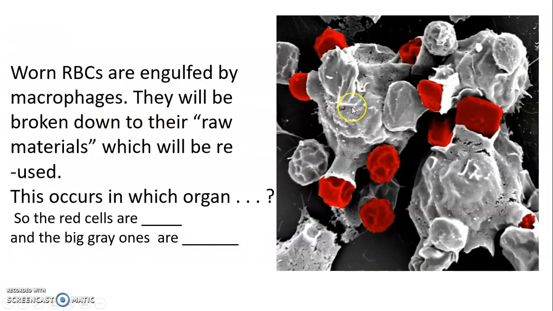Another picture of macrophages, but this time it's old red blood cells that are being ingested. Do you remember where this occurs? What are the two organs where this occurs? The liver and the spleen. And then remember that the iron and actually some other things from the red blood cell are recycled.